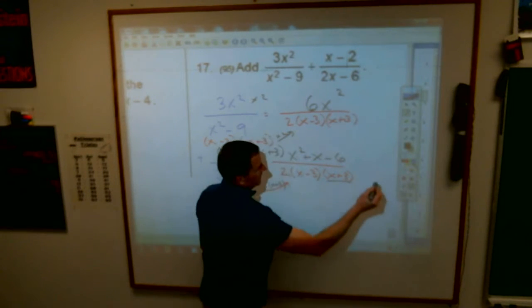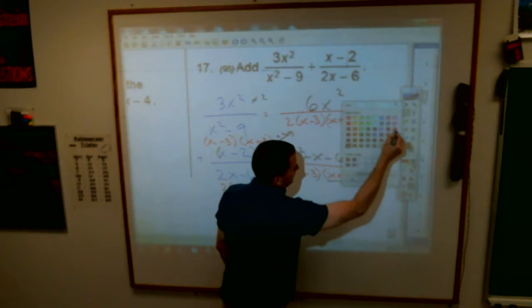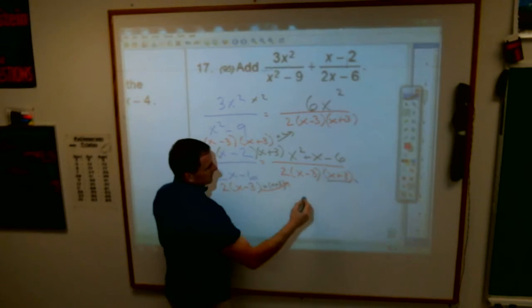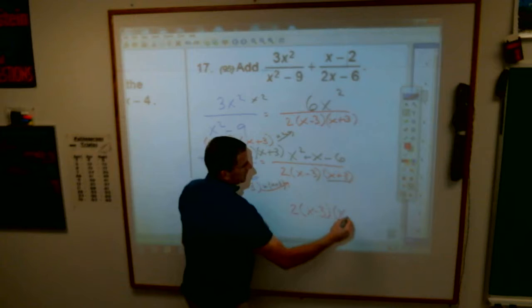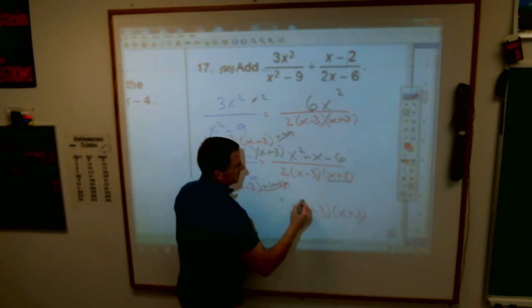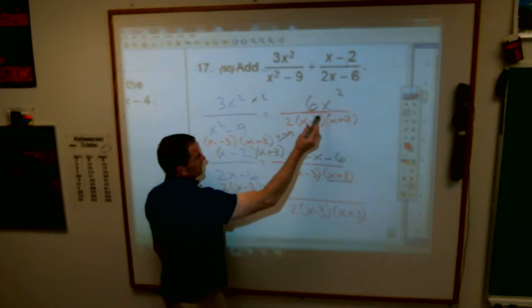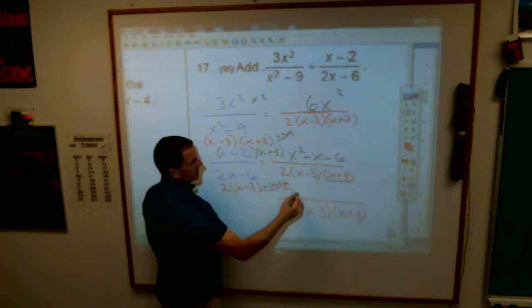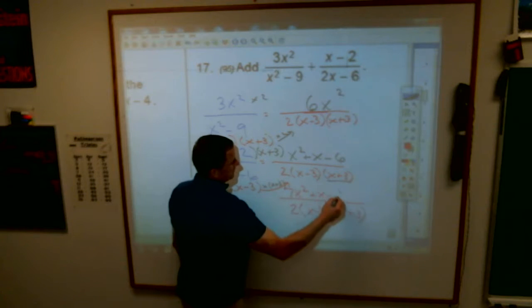So you keep your same denominator when you add the fractions together. You know the bottom is going to be 2 times x minus 3 times x plus 3. The top, you have to add the tops together, and the only thing that combines are the x squared terms. 6x squared and 1x squared is 7x squared plus x minus 6.